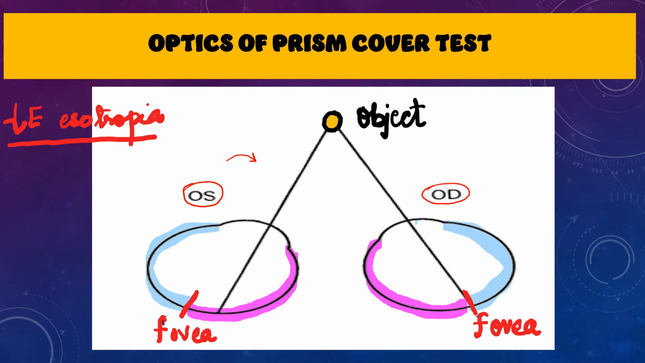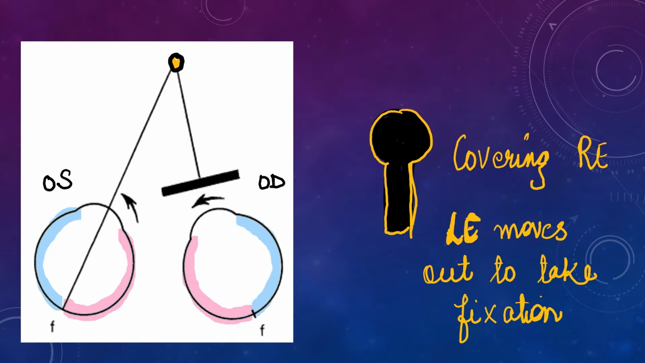What happens is that the image of the object in the right eye, which is looking straight forward and does not have any sort of squint, is formed at the fovea. However, the left eye has esotropia or inward deviation, and therefore you can see the image is actually formed on the nasal half of the retina, that is in the pink zone. So this is a very important point.